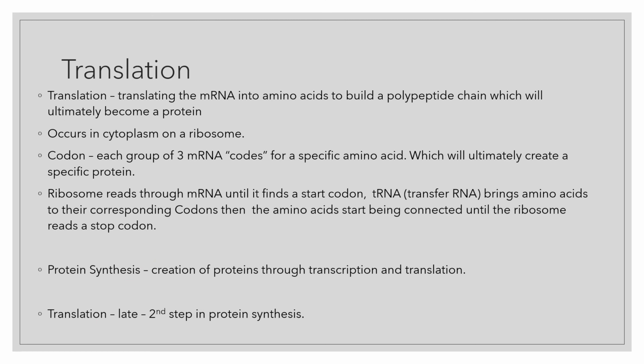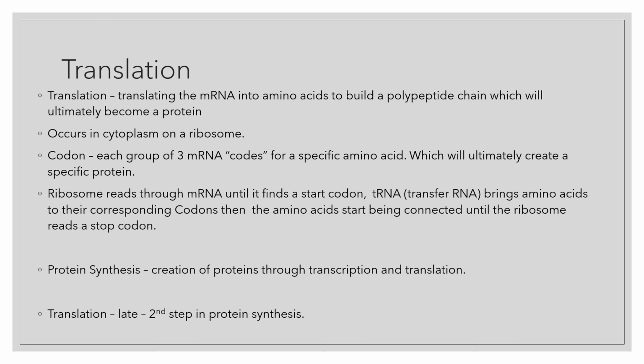So what is translation? Well, translation is translating the mRNA into amino acids, which then combine to form a polypeptide chain, which will ultimately become a specific protein. And again, translation occurs in the cytoplasm on a ribosome. So when we converted that DNA into RNA, we read it in sets of 3s. And those sets of 3s are called codons. So each group of 3 mRNA codes for a specific amino acid, which will ultimately create a specific protein.